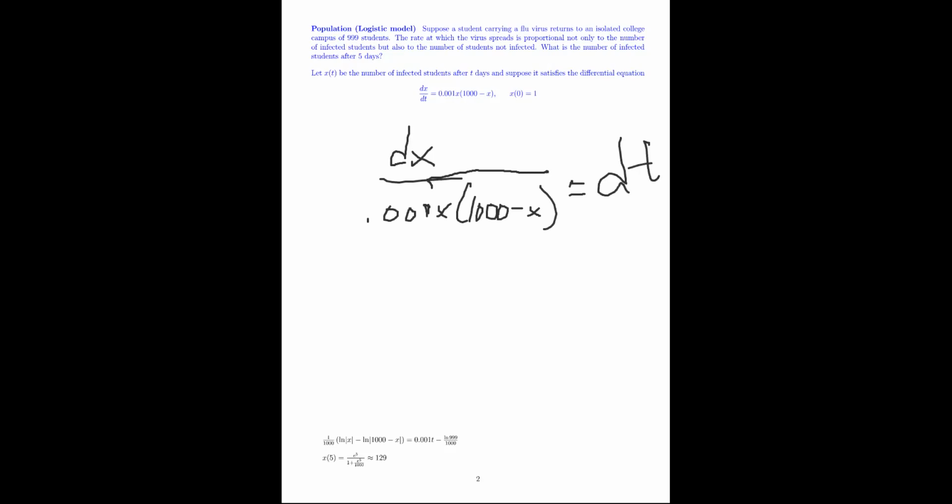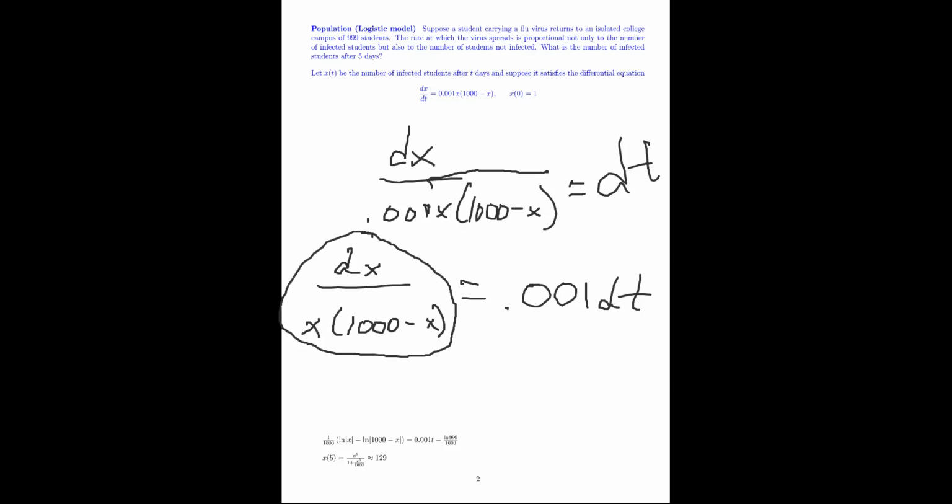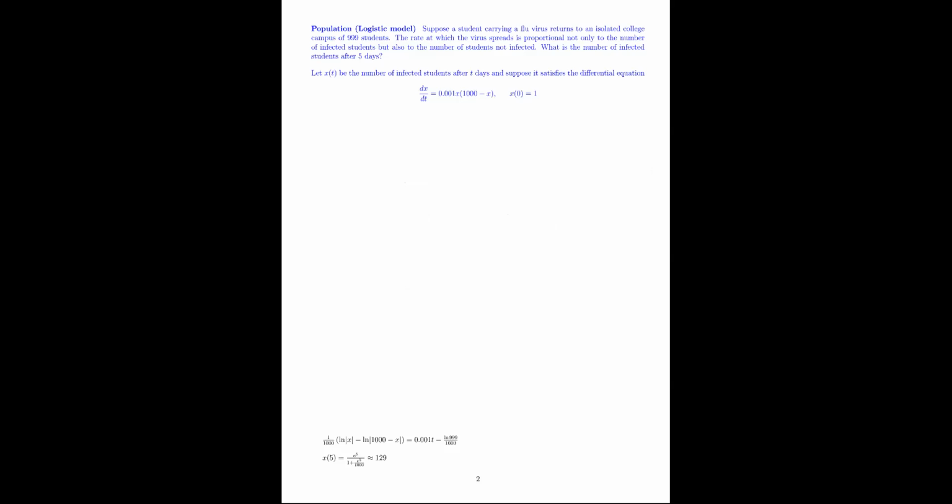Okay. From here, we have a couple of options. What if we multiply by 0.001 on both sides? So we instead turn this into dx all over x times (1,000 minus x) is equal to 0.001 dt. So now that we have this, we need to figure out how to rewrite this so that we can actually integrate it. So this is our partial fraction decomposition. So we're going to have to work on that part.